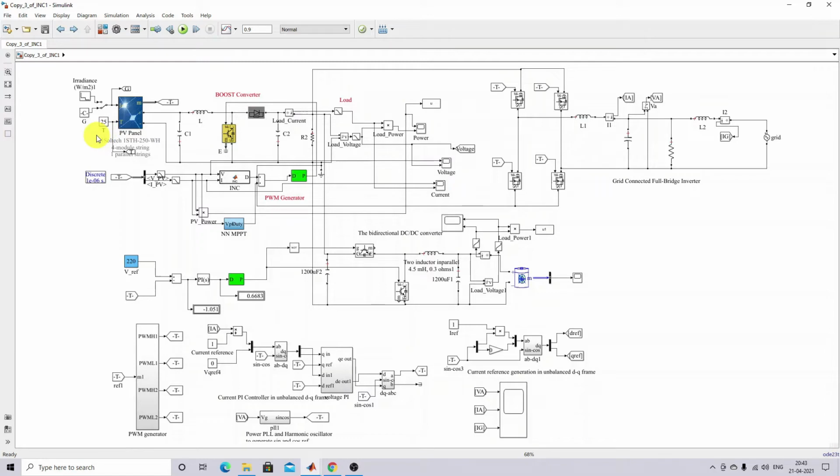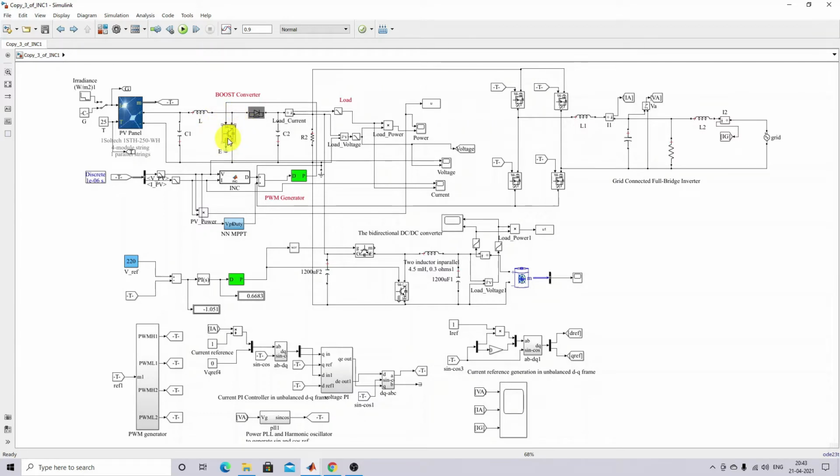In order to apply the maximum power point tracking algorithm, we need to use some converter in between the load and the PV panel. The converter may be a buck converter, boost converter, or buck-boost converter, as per your requirement. But here we are using a boost converter in between the PV panel and load, and this boost converter is controlled by means of this IGBT.